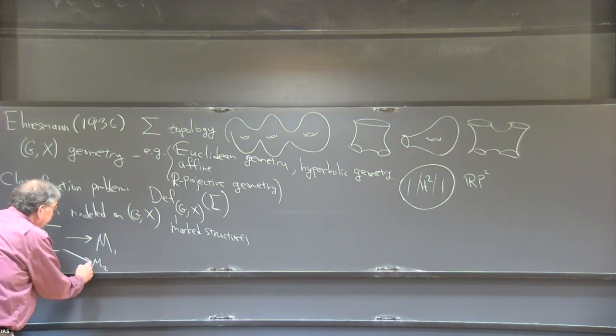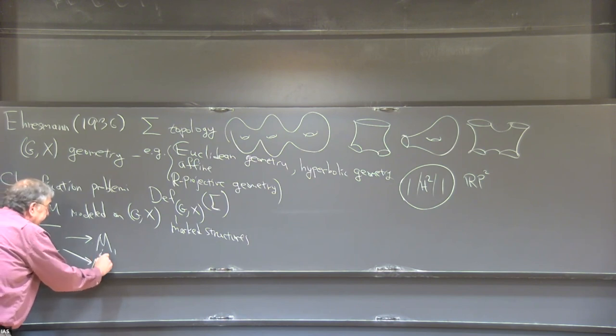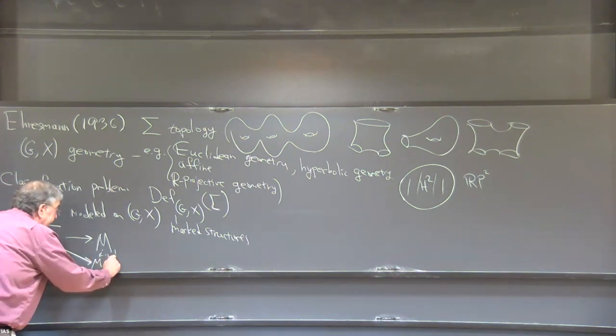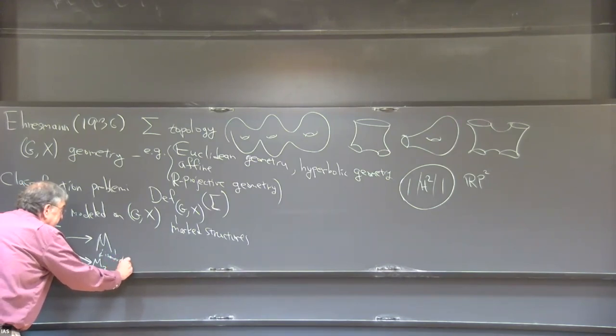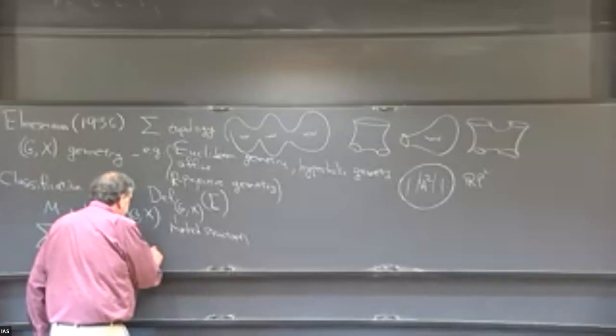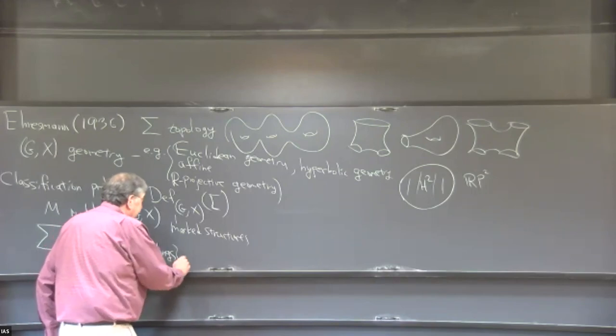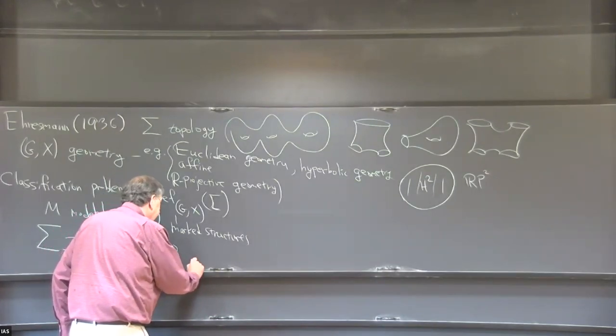It's a very loose equivalence relation, if there's a (G,X) isomorphism such that this diagram commutes up to homotopy. So we're fixing the reference surface sigma. And the markings, the torus, for the mapping class group.